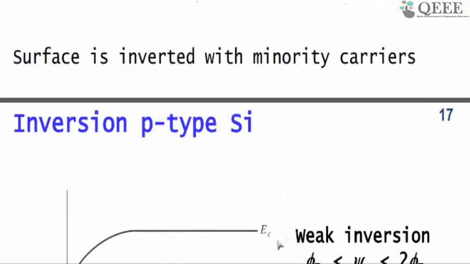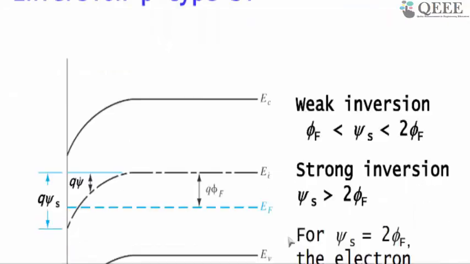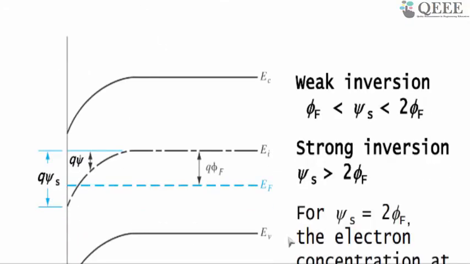Now let us take one case. Let's concentrate on a p-type semiconductor. This is the inversion here, and this is a blown up image. You can see the Ei. This Ei has gone below EF, by this amount. This amount is the band bending at the surface, that is psi s, the amount of the band bending.